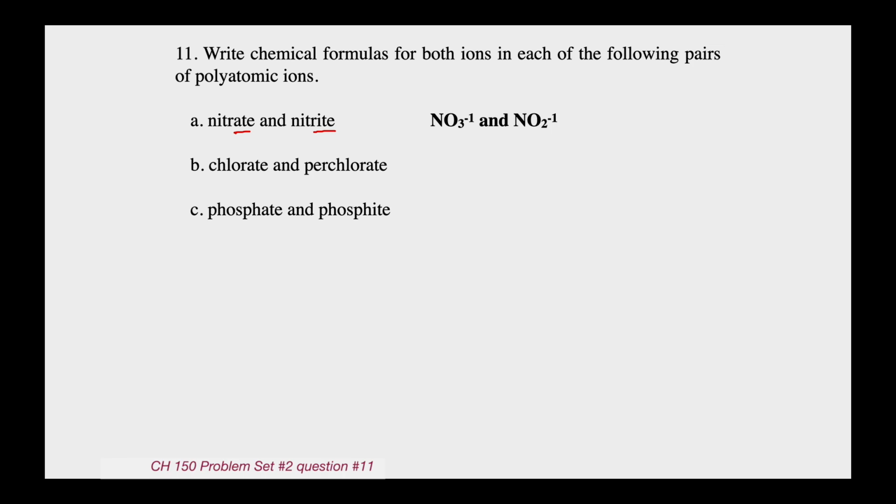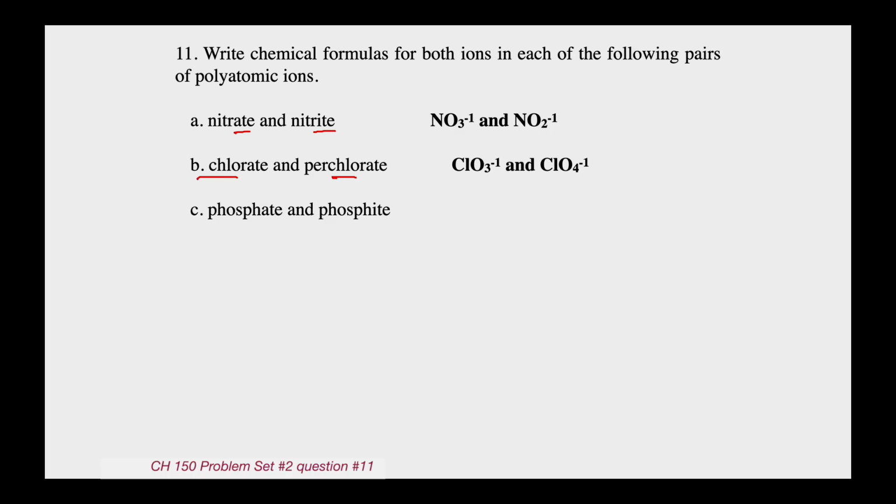The next ones both have a chlor, so that's chlorine, but you can see that they're both ATE, so they're going to have oxygen. The second one has a per in front of it. Per means one more oxygen than the regular version. So we know that the perchlorate will have one more oxygen than the chlorate. So again, you've kind of just got to know these, figure them out. Chlorate is ClO3 with a -1 charge, and perchlorate, one more oxygen, ClO4 with a -1 charge. And again, you kind of got to just figure these out.